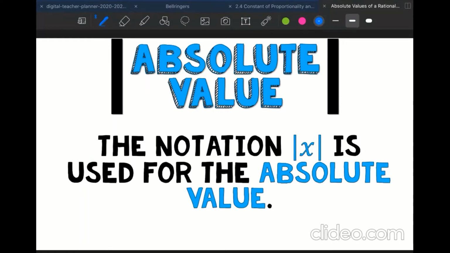So we should be copying this down. The notation is 2 lines going vertically, and your number or variable is on the inside, and that's what we use to show absolute value.